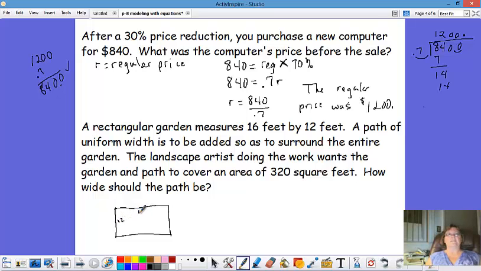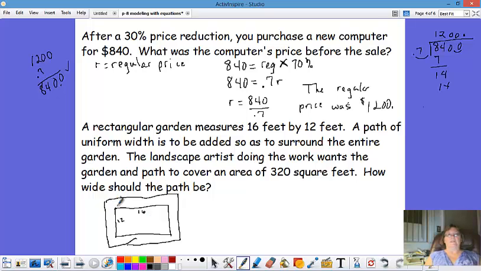12 by 16. All right, a path of uniform width is to be added so as to surround the entire garden. So we're going to build a pathway all the way around here. Uniform width. So that's all the same, even if my drawing doesn't look like it. And the landscape artist doing the work wants the garden and path to cover an area of 320 square feet. How wide should the path be?